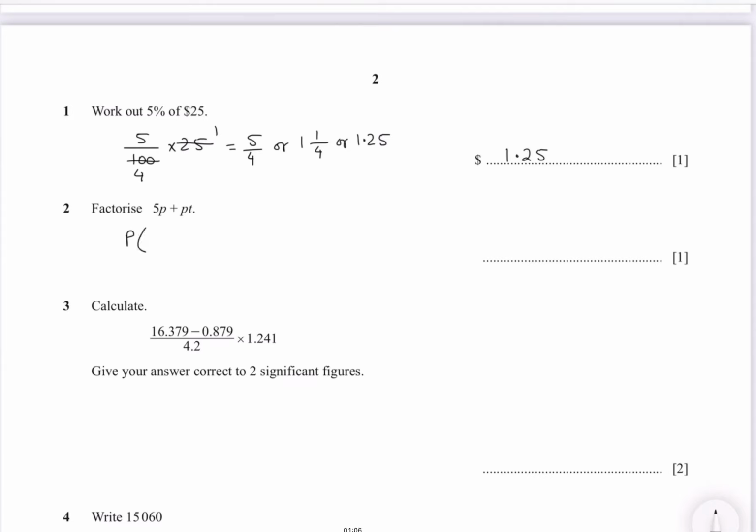In question number 2, factorize 5p plus pt. So your p is common, so you write 5 plus t. So this is straight away your answer.